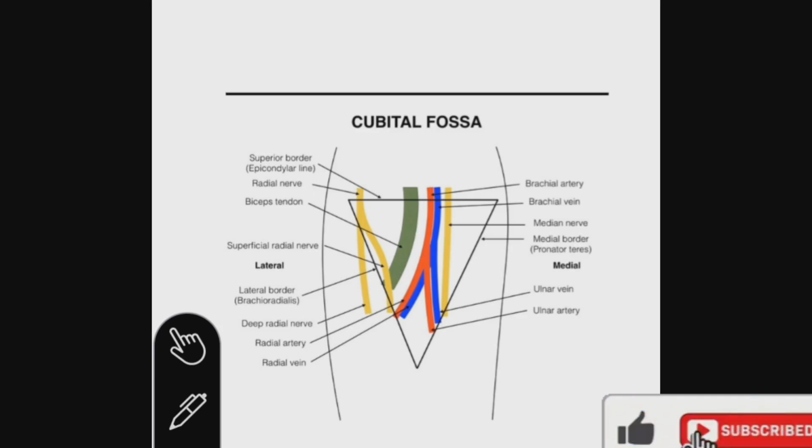The clinical importance of the cubital fossa is for venipuncture, where blood is taken from the median cubital vein. It's also for brachial pulse palpation in blood pressure measurements. A supracondylar fracture results in injury to the brachial artery. The blood supply to the cubital fossa is by the brachial artery, the radial artery, and the ulnar artery. The nerve relations are the median nerve and the radial nerve.